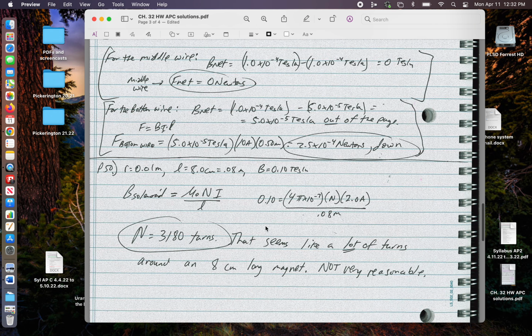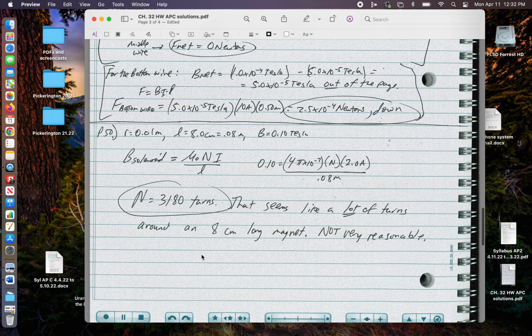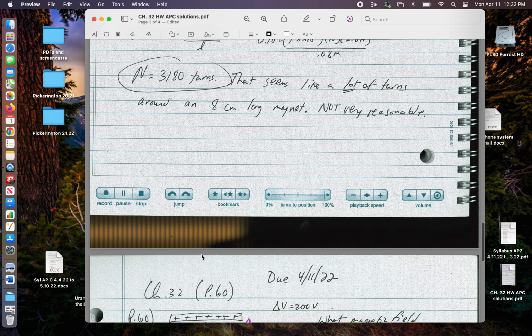So this one is using the formula for a solenoid. That actually, I believe, is on your formula sheet, so something to keep in mind. There's a couple of different versions of this. Capital N is total turns divided by length. Lowercase n is already in turns per meter. So plug in all the numbers, I get 3,180 turns. So I don't think this is a reasonable number for an 8 centimeter long magnet.